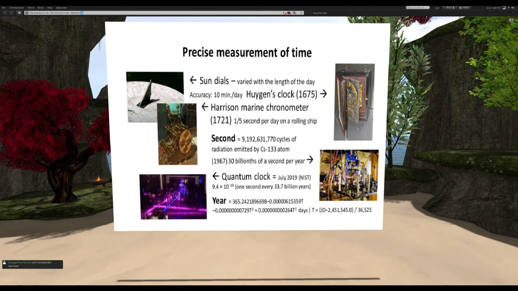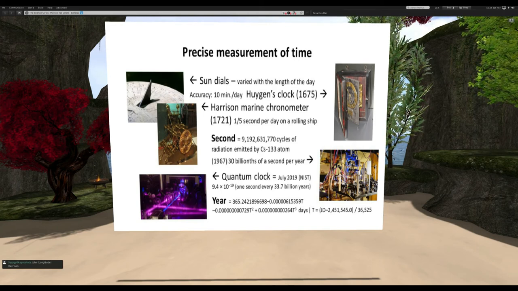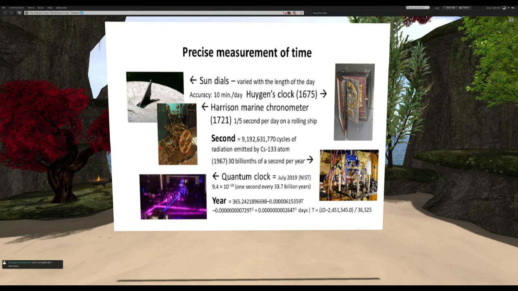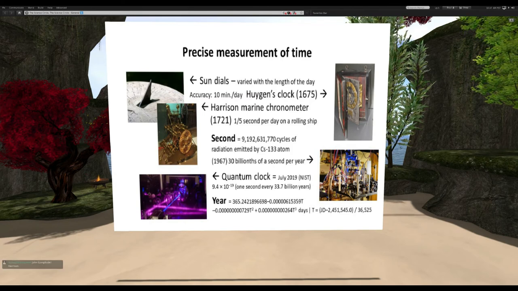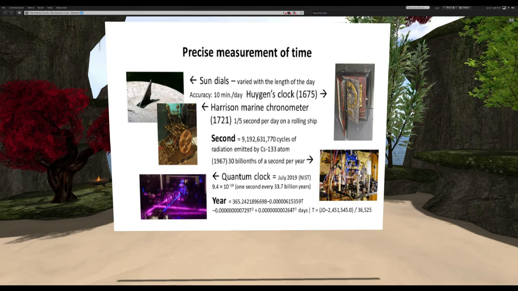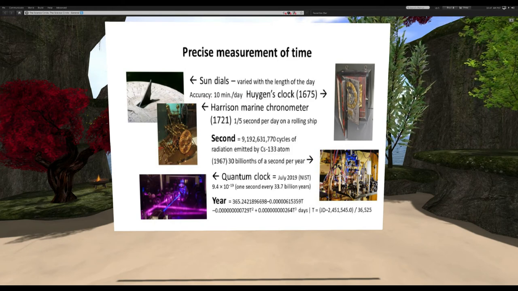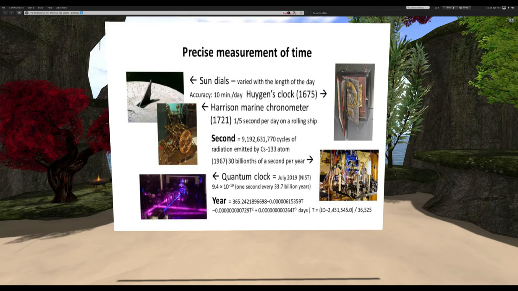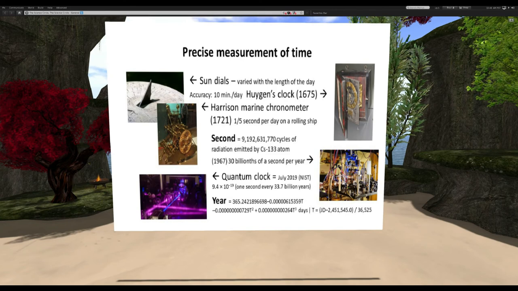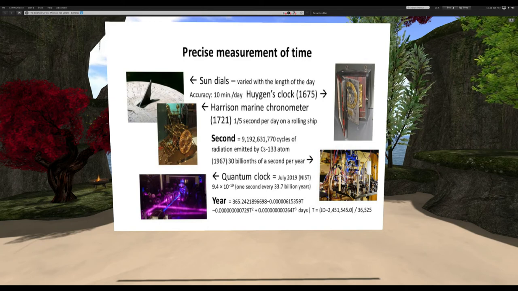Now we actually measure the second by the cycles or the frequency of radiation emitted by one electron falling to a lower orbit in a cesium-133 atom, which is a non-radioactive version of cesium. That's our current measurement of what a second is. And if you wanted clocks to be more accurate, you've got, for example, the atomic clock, which in 1967 was the first one. It was accurate to 30 billionths of a second. But in this last year, they developed a quantum clock that was good to 1 second every 33 billion years.